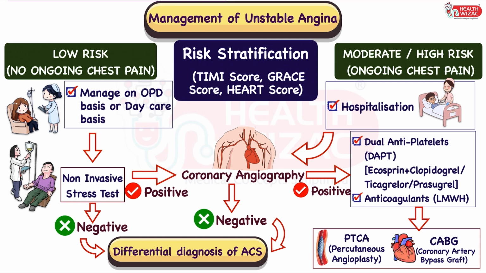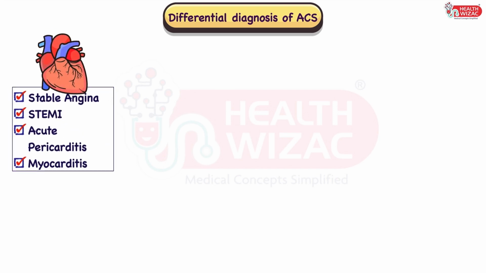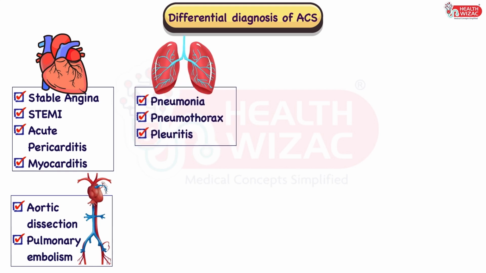Finally, let's have a look at some of the important differential diagnoses of acute coronary syndrome. This could be broadly classified into following categories. Cardiac causes include other forms of myocardial ischemia, that is stable angina or ST elevation MI, and pericarditis. Vascular causes include acute aortic dissection and pulmonary embolism. Pulmonary causes include pneumonia, pleuritis, and spontaneous pneumothorax.